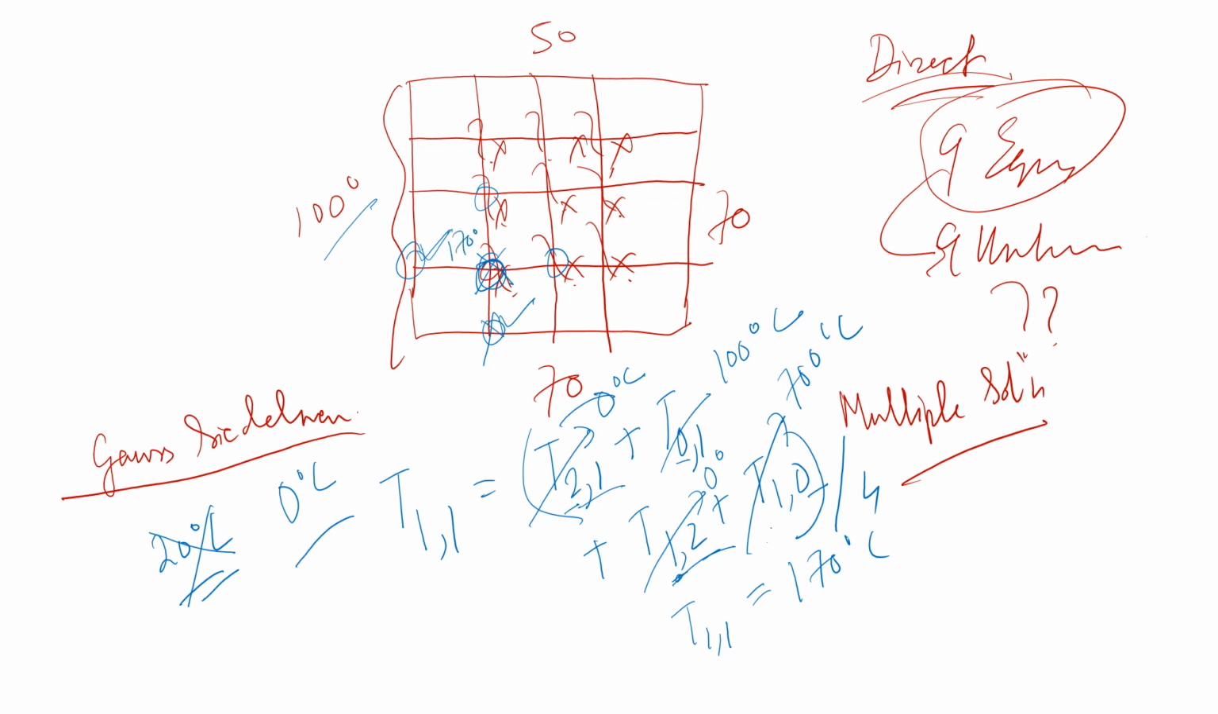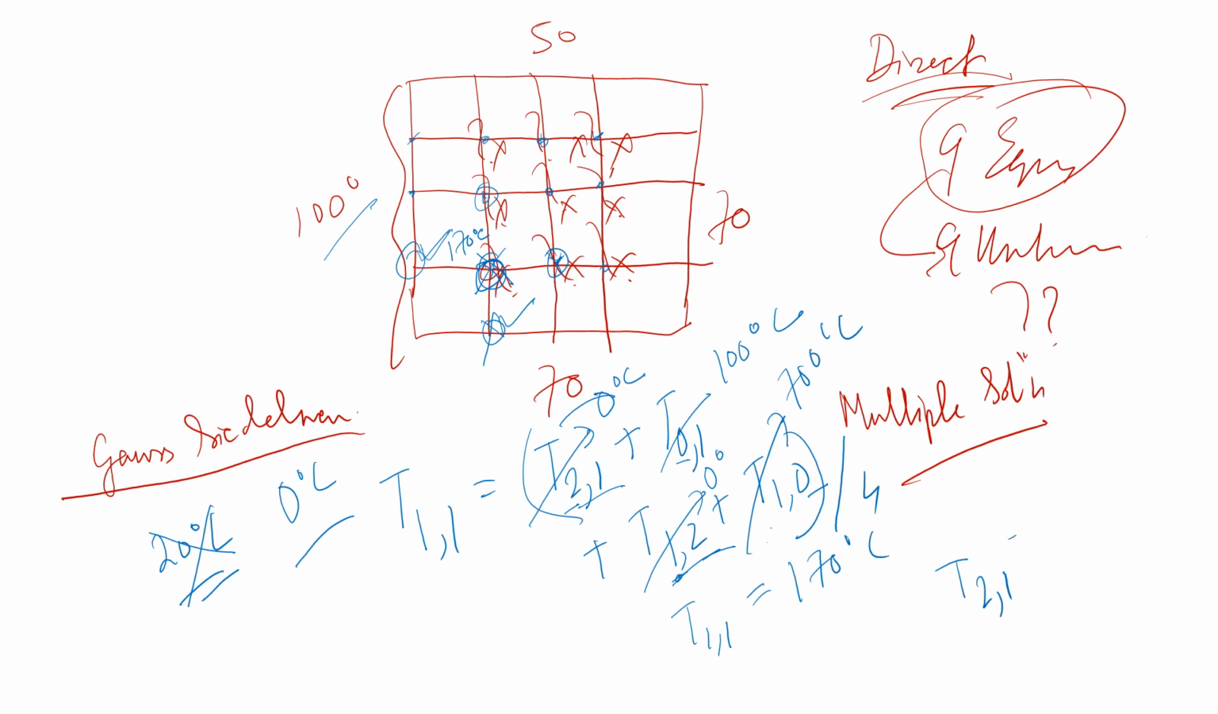So this 170 degrees centigrade will be the temperature of this point, if we assume that all the internal nodes are at 0. That means all these nodes are at 0, but the nodes at the edge will have the temperature of the edge. Okay, here also. Then we go to this point, T21.